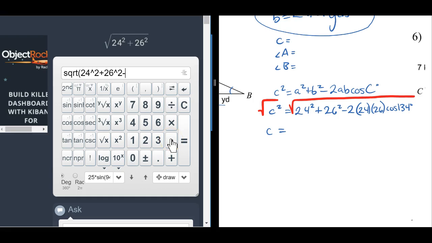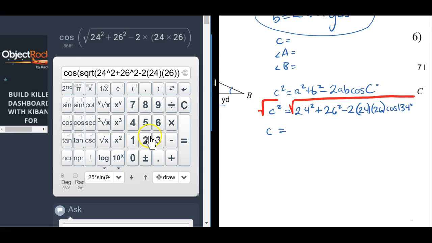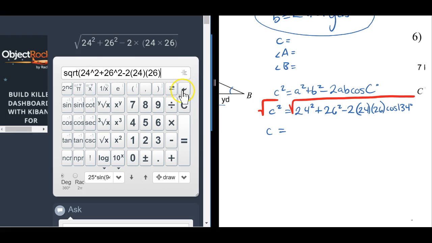minus 2 times 24 times 26, and then times the cosine of, oh, it doesn't like that. Okay, so I have to do times here to make sure it recognizes that I want the cosine on the inside of the square root of 134.